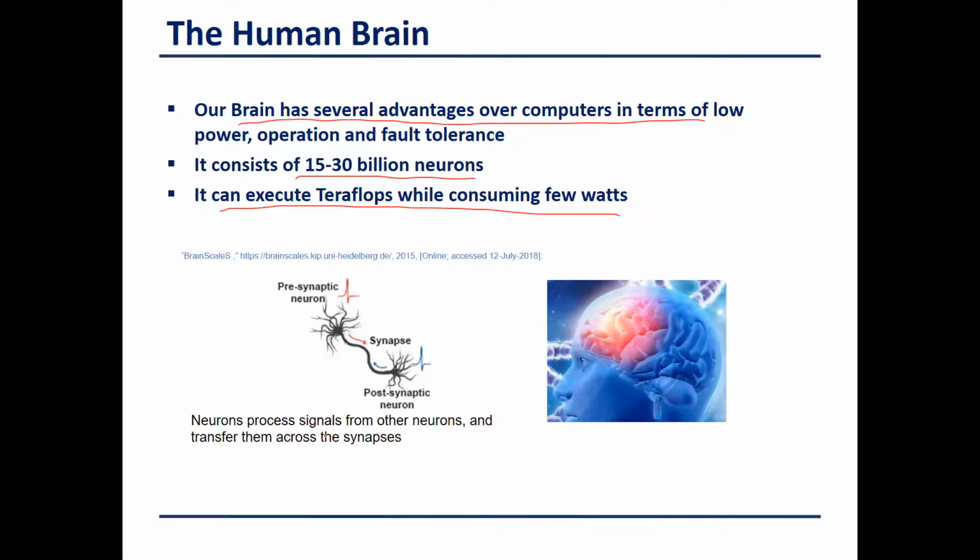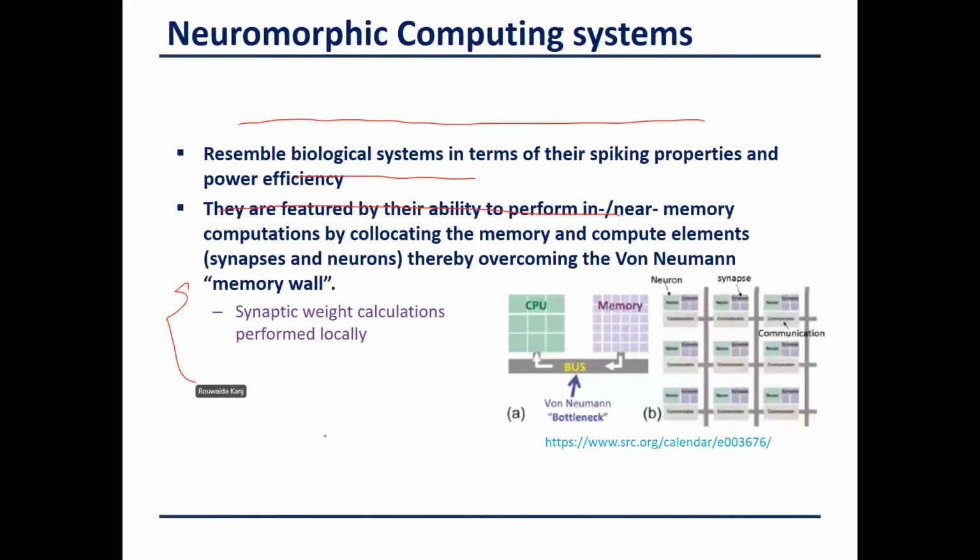Okay? So people are trying to come up nowadays with what they call neuromorphic computing systems, where they are trying to overcome the von Neumann bottleneck, and we will talk about this in the project because you'll be researching some new papers related to this topic. And they are trying to make systems that resemble the biological system.